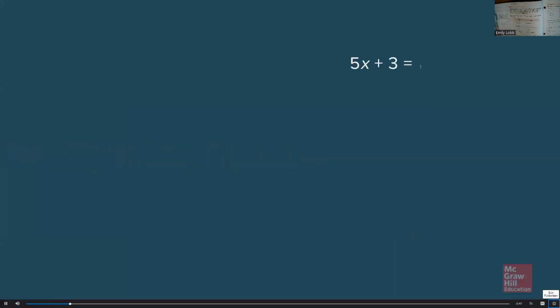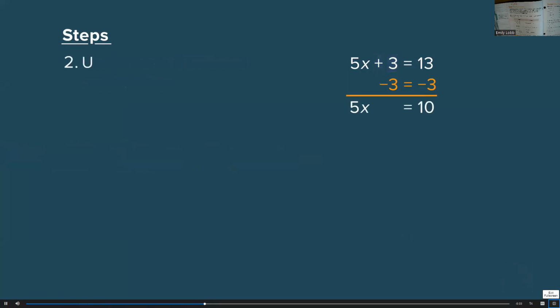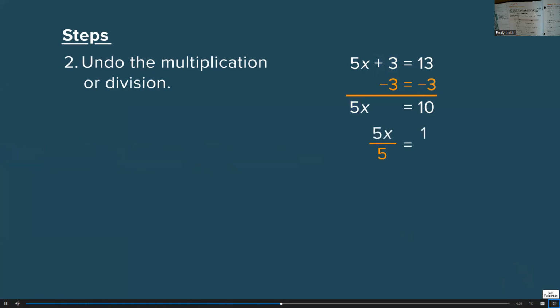A two-step equation contains two operations. To solve a two-step equation, first undo the addition or subtraction. In this example, undo the addition by subtracting 3 from each side of the equation. Next, undo the multiplication or division. In this example, undo the multiplication by dividing each side of the equation by 5. The solution of the equation is x equals 2.